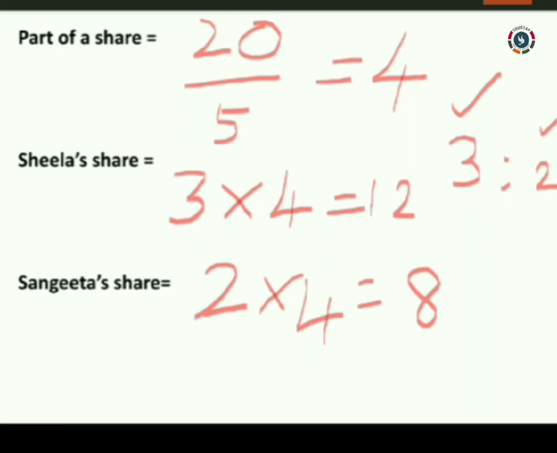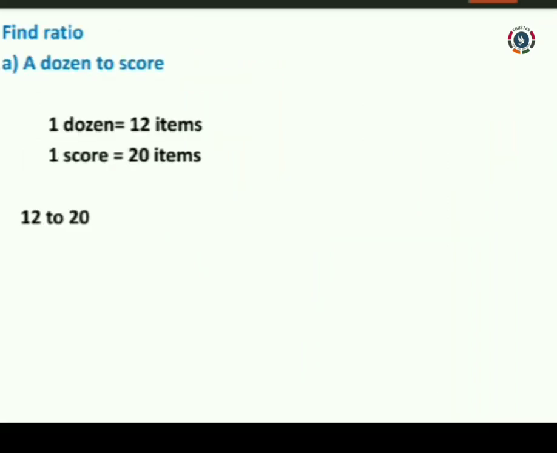For checking, you have to add Sheila's share and Sangeeta's share. So, 12 plus 8, you will get the answer as 20. In the previous class, we discussed how to find a ratio, right? Shall we recall now?